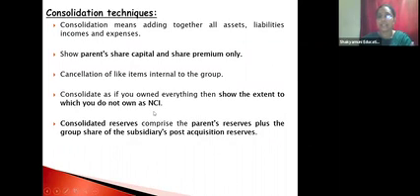So these are the basic techniques of consolidation. We will understand them better when we do the solutions to the examples. For each case we have separate examples. While solving those examples, we will understand in a better way what this reserves concept is, what NCI is, and how to eliminate the like items.